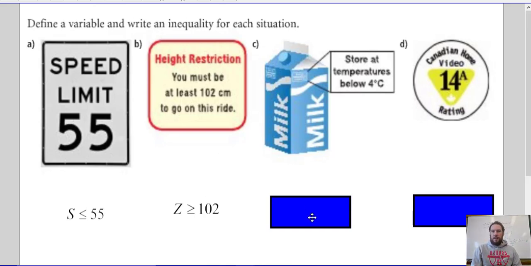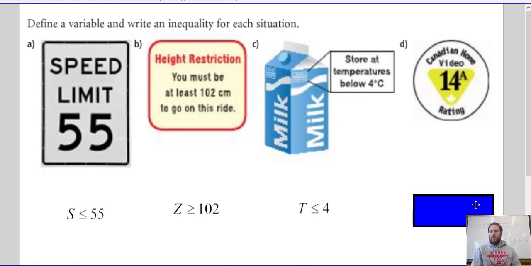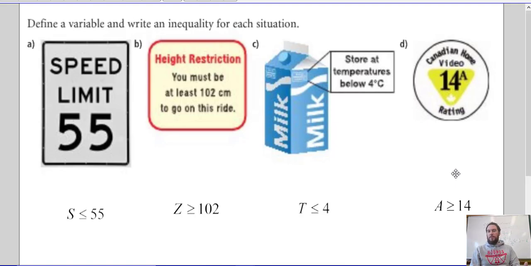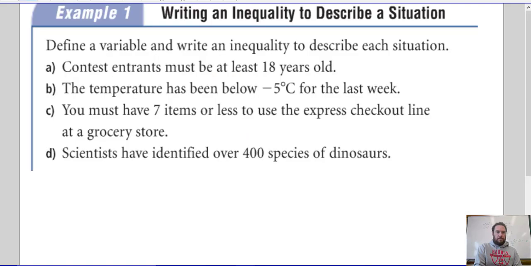Right? The store below 4 degrees, so temperature has to be less than or equal to 4, and then 14a means that you have to be over or equal to the age of 14, right? So these are just some examples of when we might want to use something like this, where instead of the answer being equal to 4 degrees or equal to 14 years old, the answer is it could be less than 4 degrees or more than 14 years old. Okay, so it's a good habit to get into, being able to write these things.